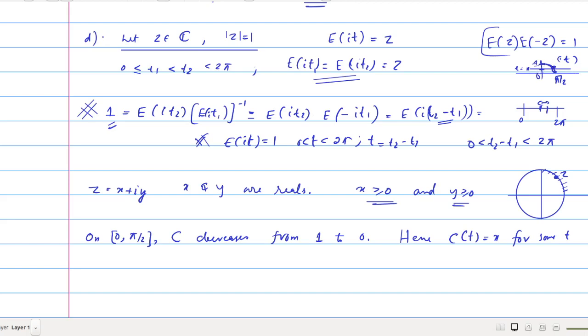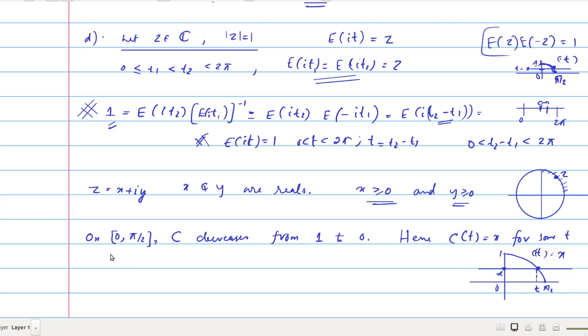Suppose this is the graph of c of t. If you consider any x in between 0 and 1, and consider a straight line passing through this point x, then you can easily get a point t in the interval [0, pi/2] such that c of t is equal to x. And at this point we get c of t equal to x. That means, since c decreases from 1 to 0, c of t equals x for some t in the interval [0, pi/2].